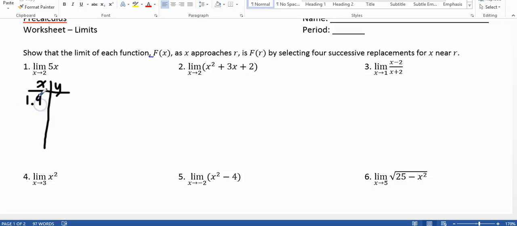And then after I plug that number in, I'm going to want to get even closer to 2, so I would pick 1.99. And then I'm going to want to get even closer to 2, so I'm going to pick 1.999. And then I want you to pick a 4th value, so 1.9999. And we're just making a t-chart out of this, so in your calculator, you would say, what is 5 times 1.9? And the answer you should get from that is 9.5.